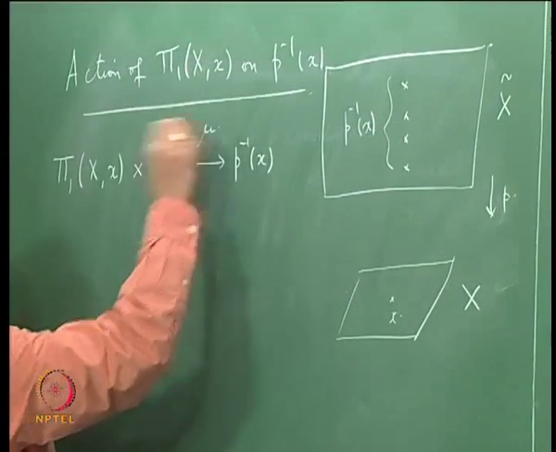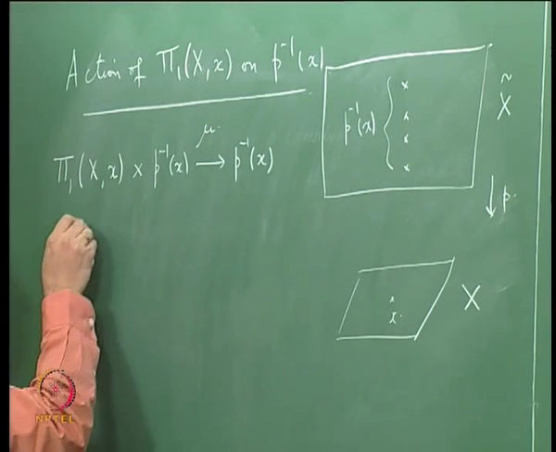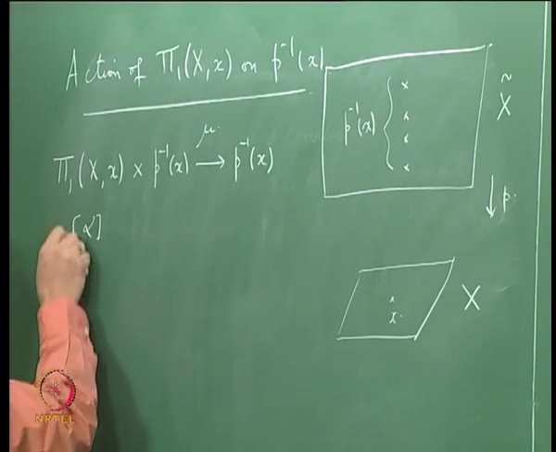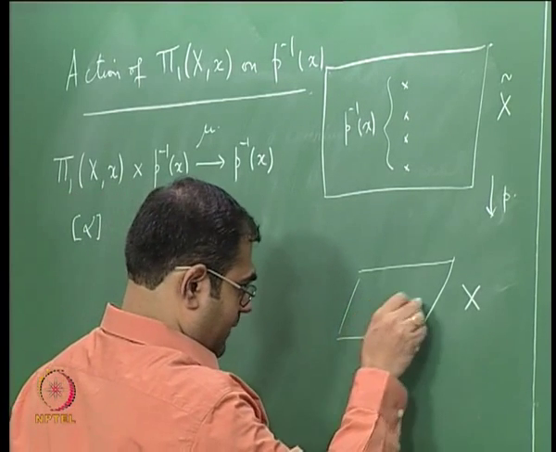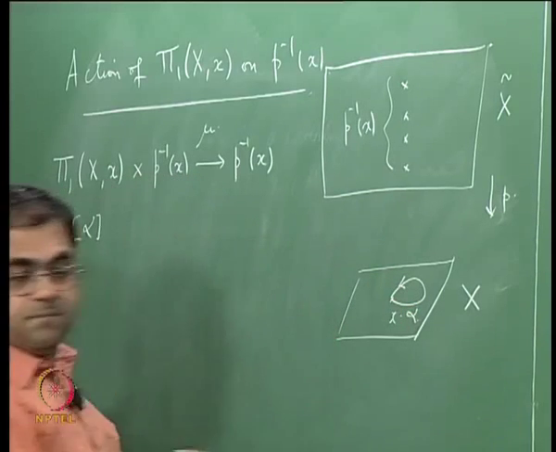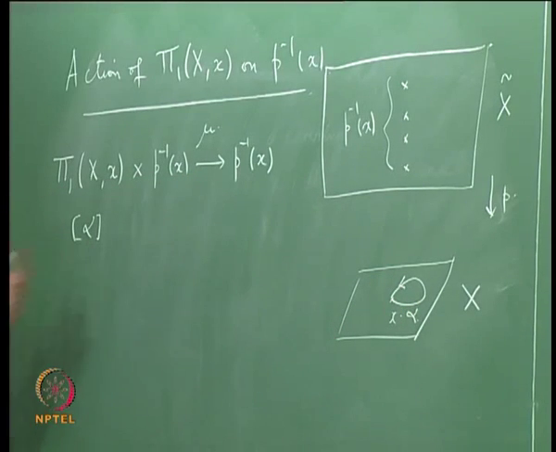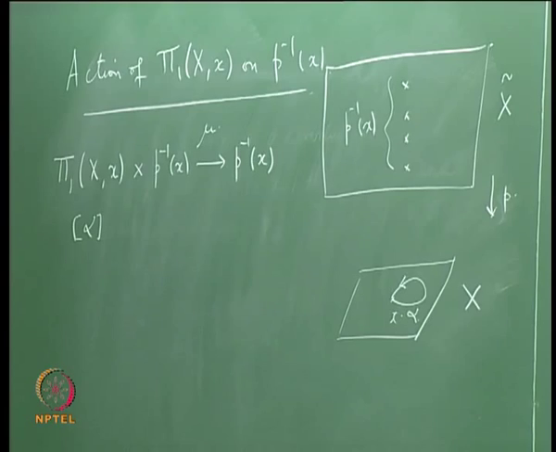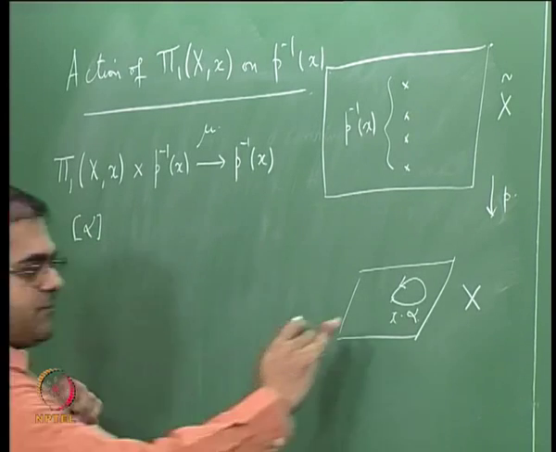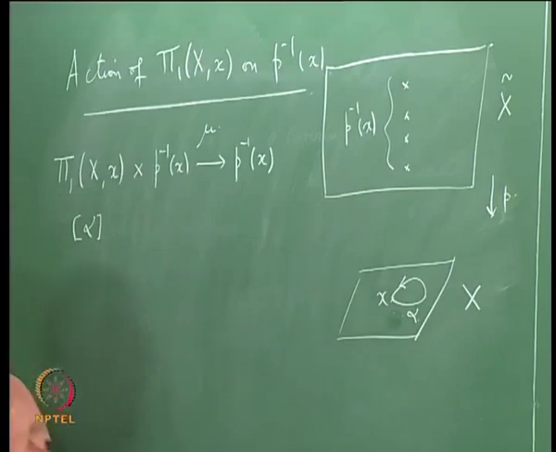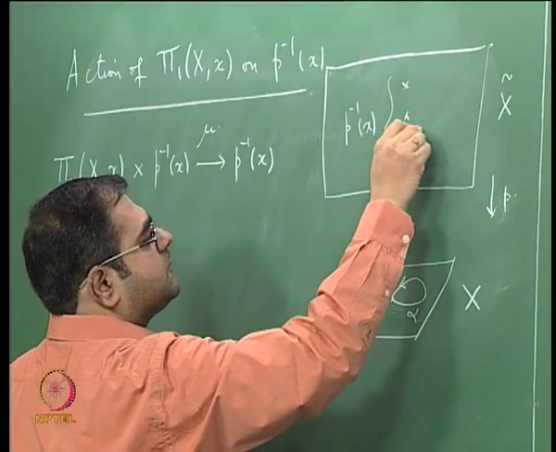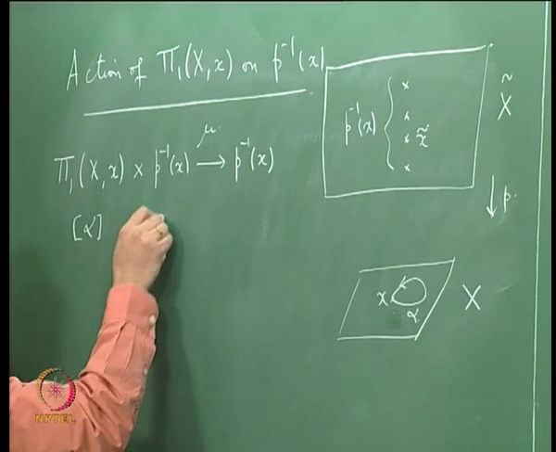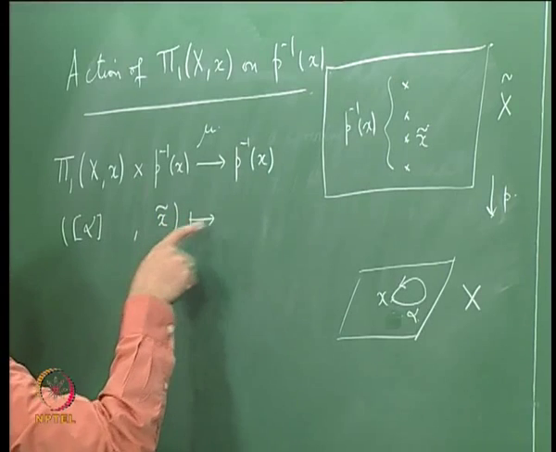And what is this action? So I start with an element here. What is an element here? It is the homotopy equivalence class of a loop alpha at the point x. So this is alpha, okay, and in fact it's a homotopy equivalence class, right. Of course a fixed endpoint homotopy equivalence class with both endpoints being x itself, okay. So this is the point x, and I take a point in the fiber above. So I take say x tilde, a point in the fiber above, and I have to tell you what is the new point I am going to get.